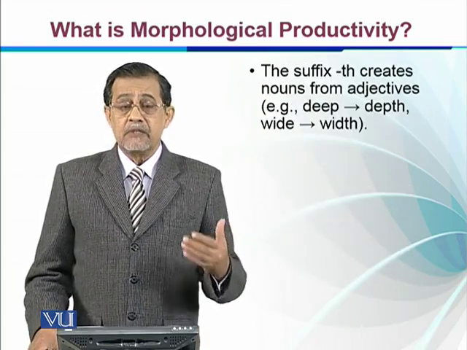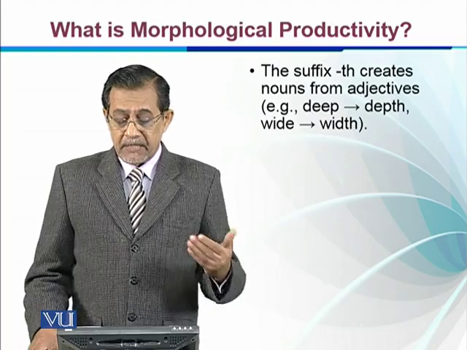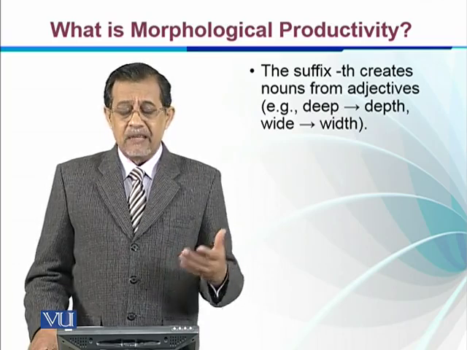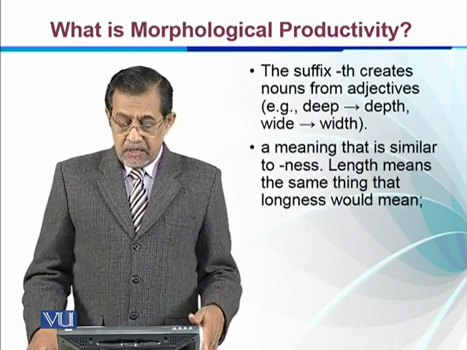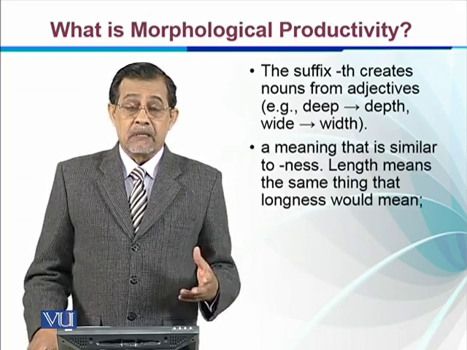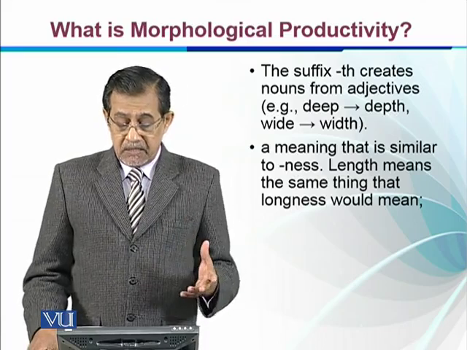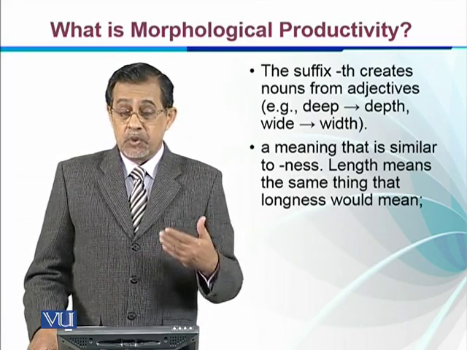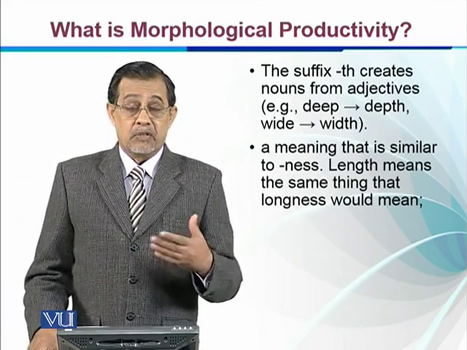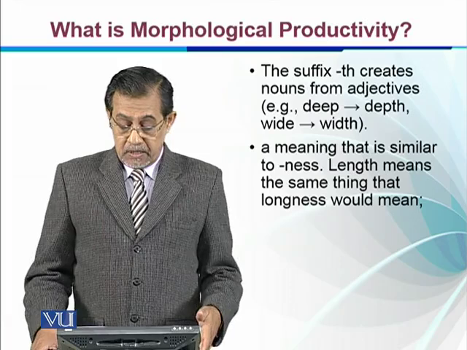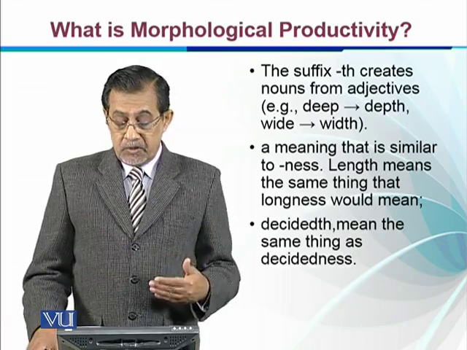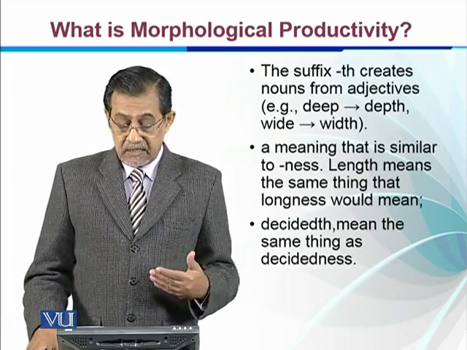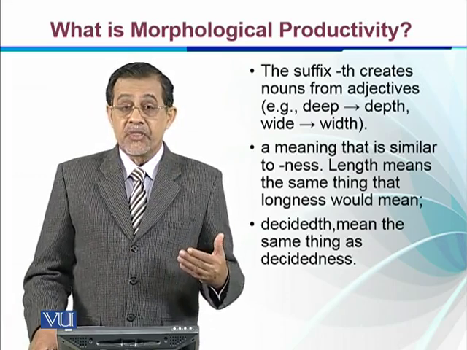The suffix th creates a noun from an adjective. So we have deep and depth, wide and width. A meaning that is similar to ness. I mean, length means the same thing that longness means, right? We do not use longness, instead we use length. We do not use decided to mean the same thing as decidedness. We do not use decided, right?